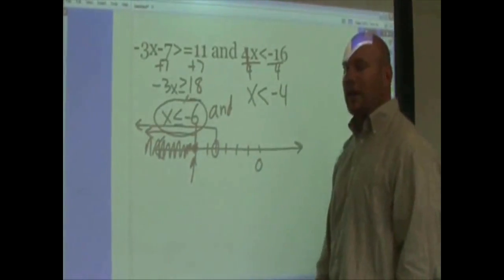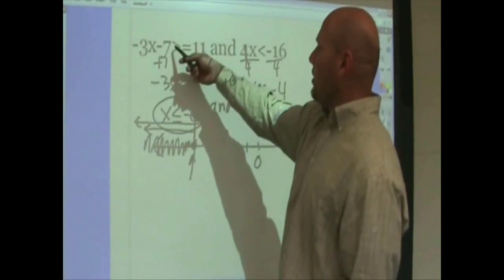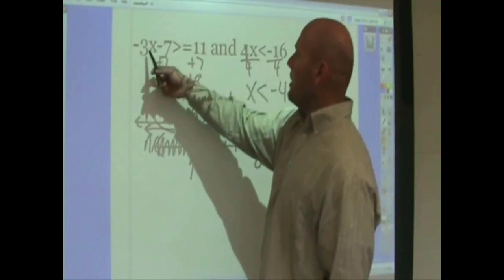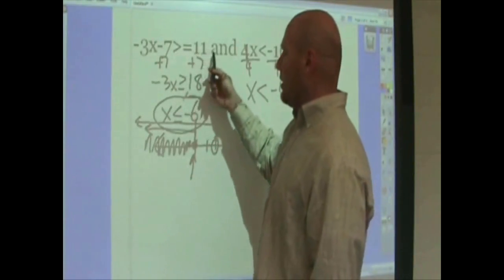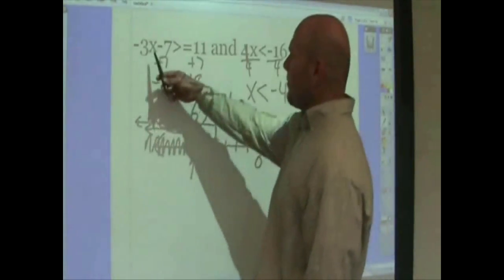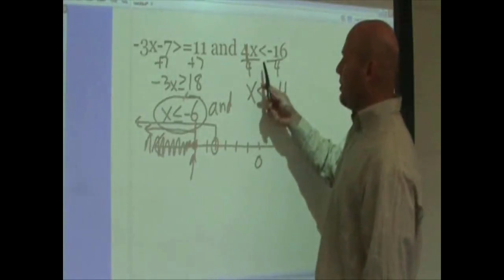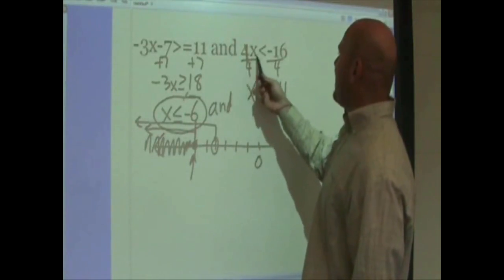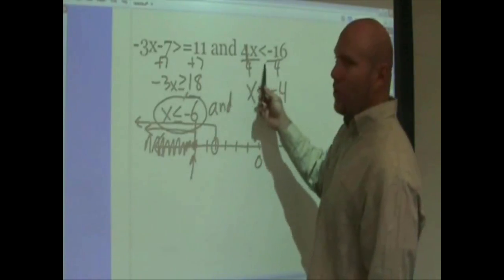So the check here is a piece of cake. You plug in your negative 6. Your negative 6 should go into this one, which would be negative 18 minus 7, which is greater than or equal to 11. And then I would check a number smaller than negative 6, so let's say negative 10. By the way, I need to check it in this one also. The negative 6 in here would be negative 24, which is smaller than negative 16, so it fulfills both equations.